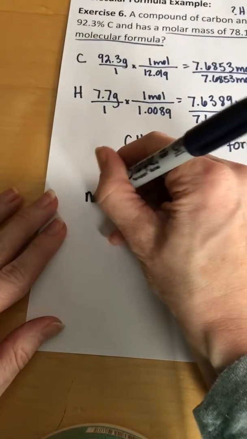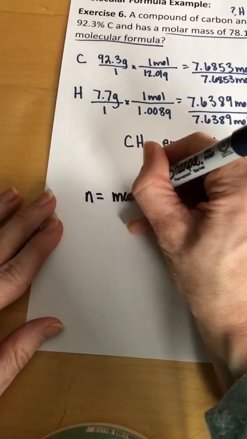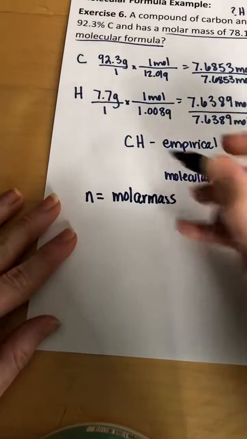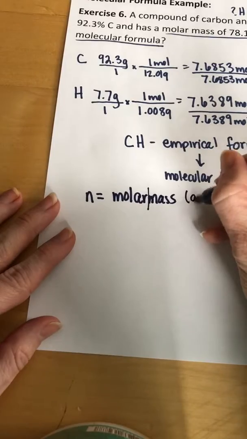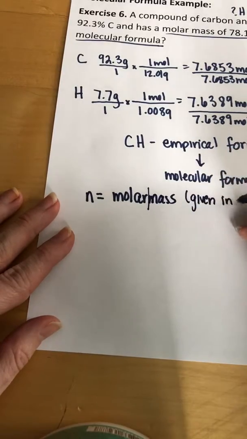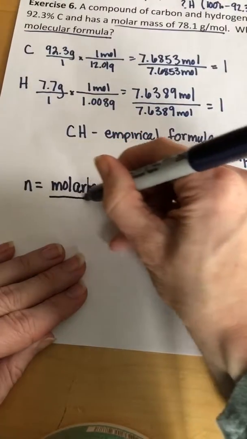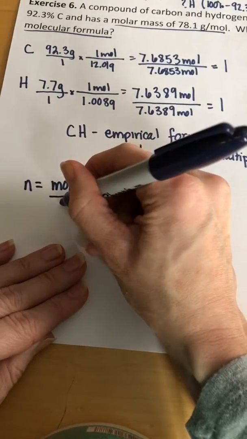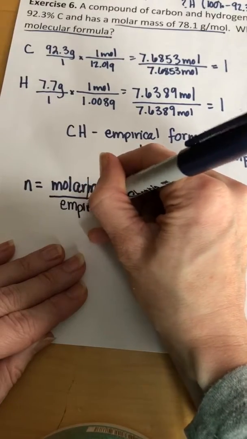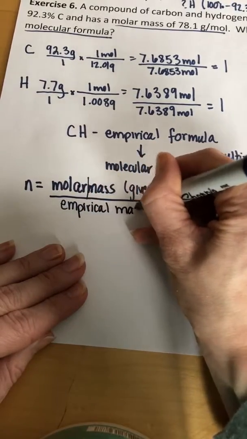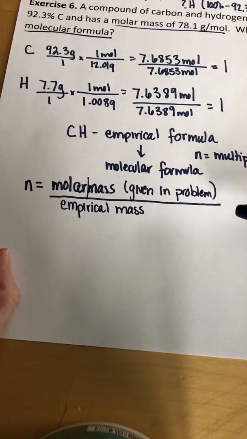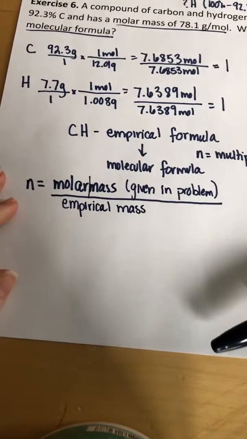It's a pretty simple formula. To find what your multiplier is, you're going to take the molar mass. This is always going to be given to you in the problem. And you're going to divide that molar mass that's given to you in the problem by the mass of the empirical formula that you were either given in the problem or, like in our case, that we calculated. Okay, so it's a mass to mass comparison.